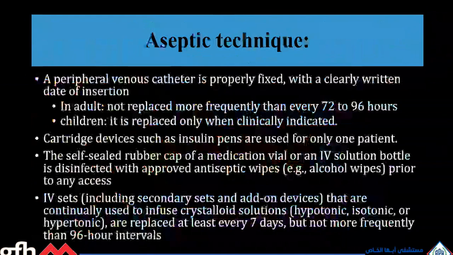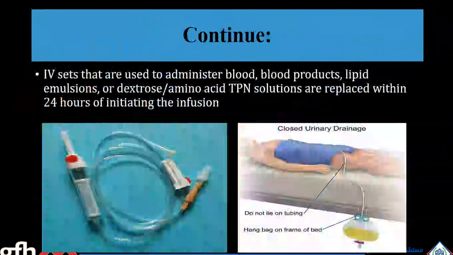IV sets, including secondary sets that are continually used to infuse crystalloid solution, can be replaced every 7 days for continuous feeding. If it is not for continuous feeding, it should be discarded by the end of the solution. What about the IV set used for blood or blood products? It should be replaced within 24 hours for continuous feeding. If it is interrupted, it should be discarded by the end of the fluid.